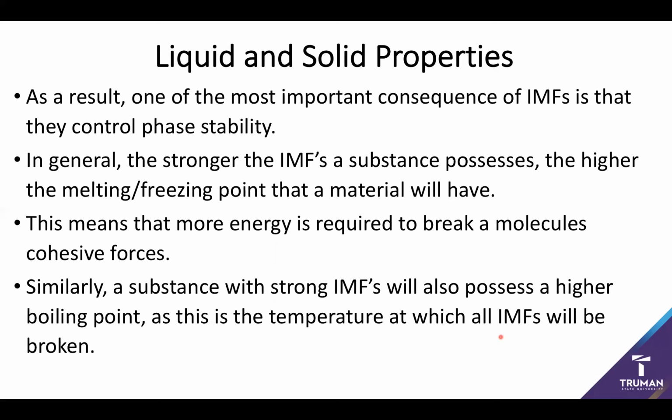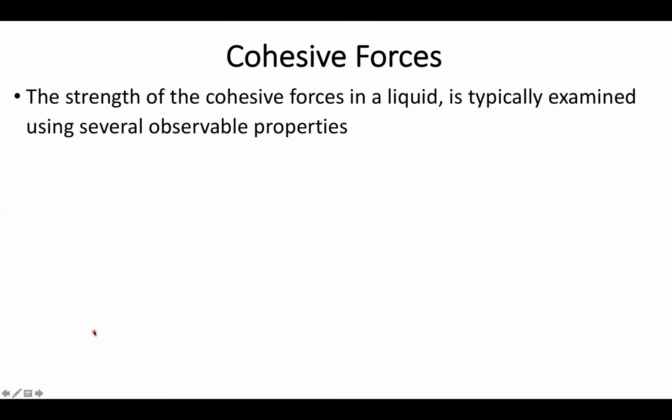Similarly, if a substance has strong IMFs, it's also going to resist moving into the gas phase. So it'll tend to have higher boiling points, because this is going to be the temperature at which all of your IMFs break down, because there are no IMFs in space. Gas phase molecules, no IMFs. So what we're often looking for is you can most reliably determine the strength of cohesive forces by looking at the boiling point.